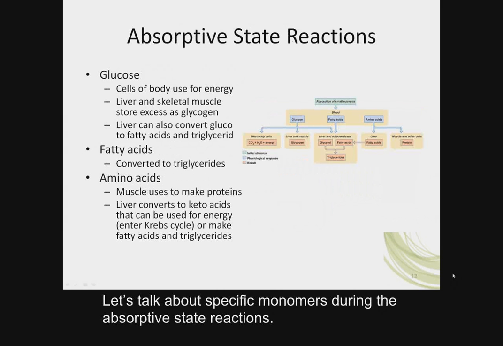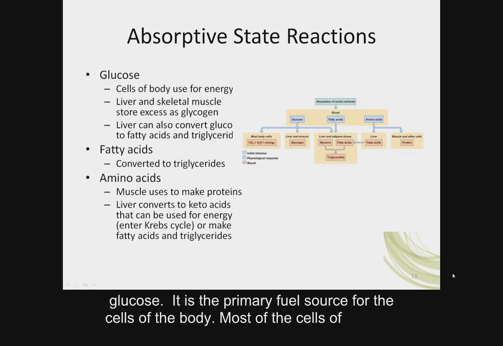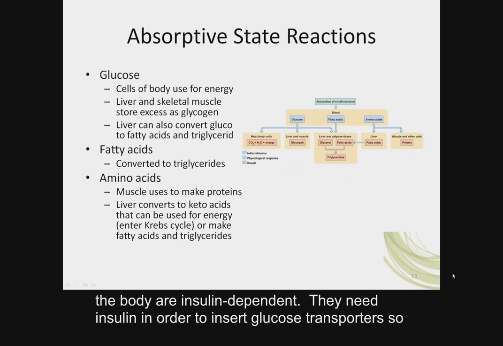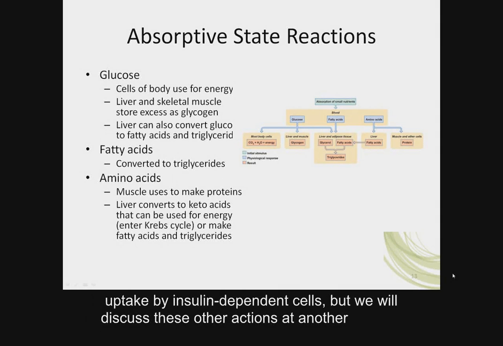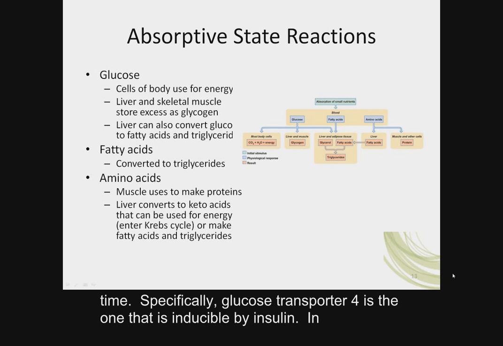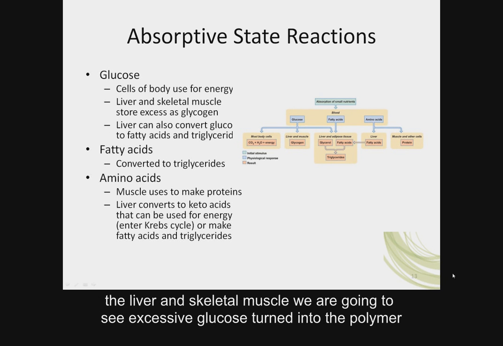Let's talk about specific monomers during the absorptive state reactions. First, glucose. It is the primary fuel source for the cells of the body. Most of the cells of the body are insulin dependent. They need insulin in order to insert glucose transporters so that they can absorb glucose from the bloodstream. Insulin doesn't only allow glucose uptake by insulin-dependent cells, but we will discuss these other actions at another time. Specifically, glucose transporter 4 is the one that is inducible by insulin.